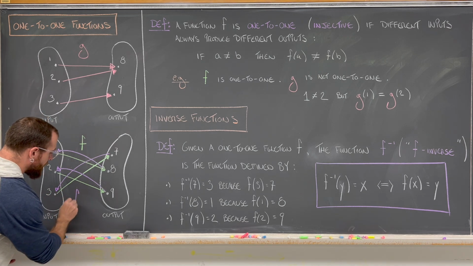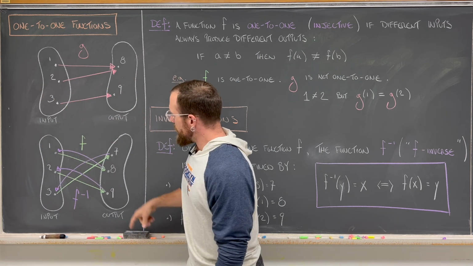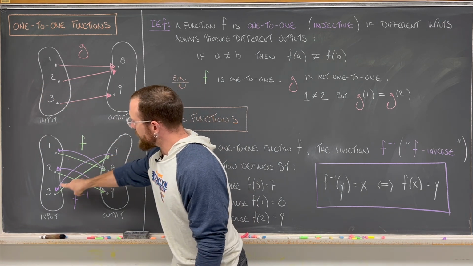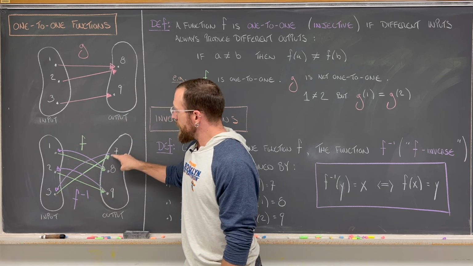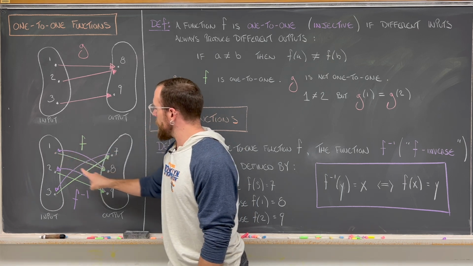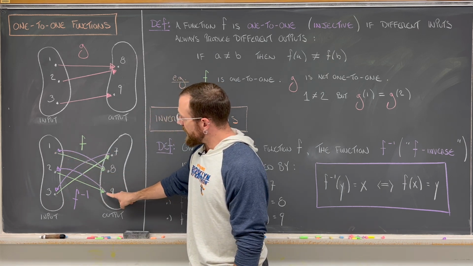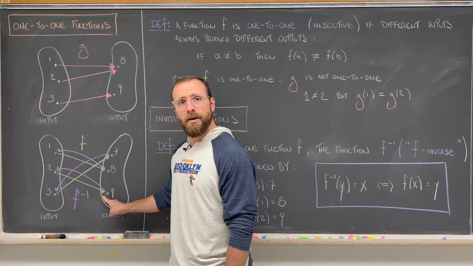I'll call it f inverse, and I'll say that f inverse of 7 is 3, and the reason is because f of 3 is 7. I'll say that f inverse of 8 is 1, and the reason is that f of 1 is 8. And I'll say that f inverse of 9 is 2, and the reason is that f of 2 is 9. Okay?